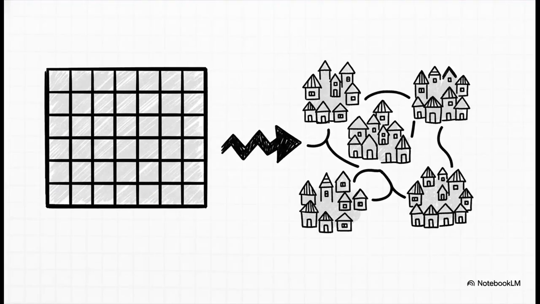So I want you to imagine something. Instead of a flat grid, picture an image as a sprawling city. It's made up of all these different neighborhoods, right? And connecting all those neighborhoods are streets. This one simple idea, neighborhoods and streets, is the key to understanding this entire process.